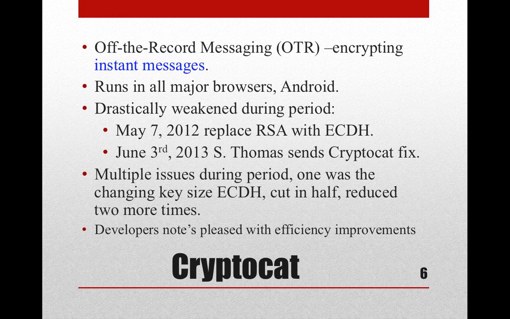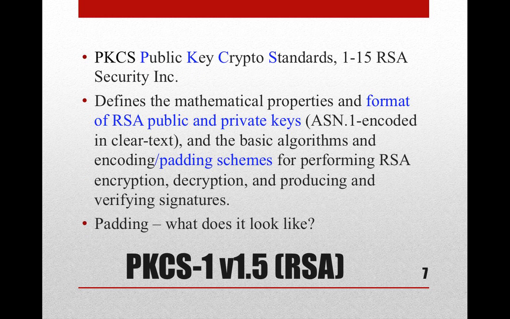The first thing that they talked about in their talk was CryptoCat. And it was kind of interesting. What they focused on in this first thing was that during this period of time, they kept weakening the cryptography. They were cutting the key size. One time they cut it in half, and they showed the different code. And the strange thing was that developers were kind of pleased with the efficiency improvements. So they were thinking about one thing, but they hadn't really thought through the security implications.